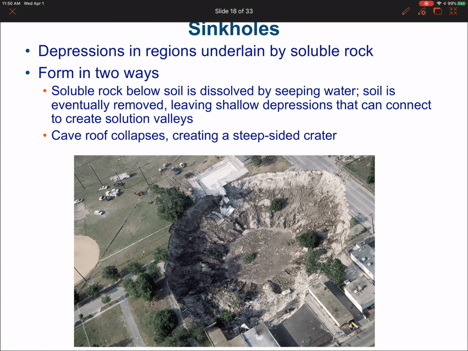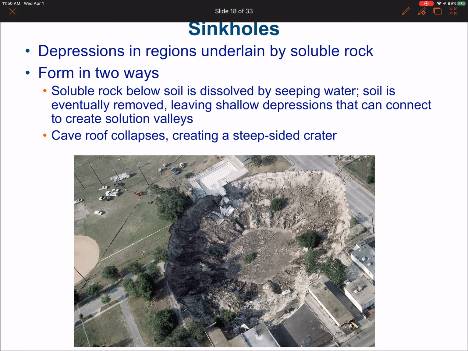We're picking up where we left off in chapter 12, and we're going to start off by talking about sinkholes. Sinkholes are nothing more than a depression that can be found in regions that are underlain by soluble rock. There's two ways that they can form. First way is that soluble rock below the soil is dissolved by that seeping water. Eventually that soil is removed and you have a shallow depression that will connect to form solution valleys.